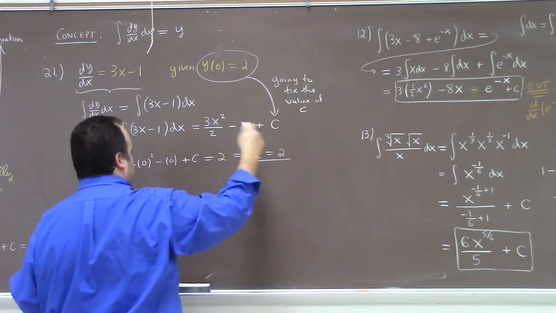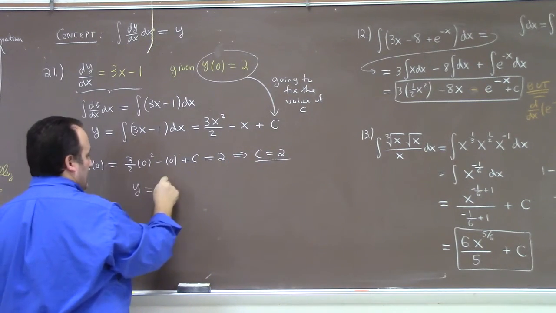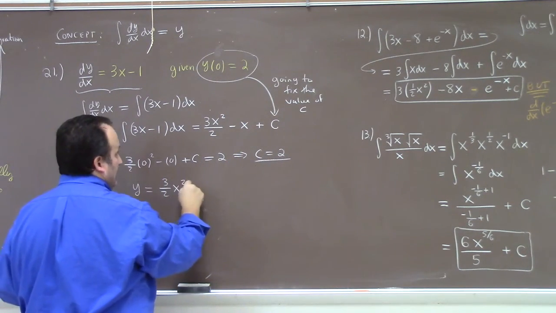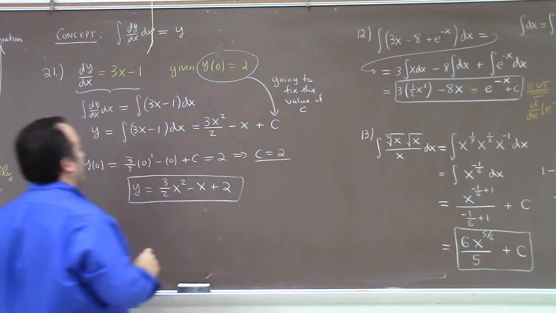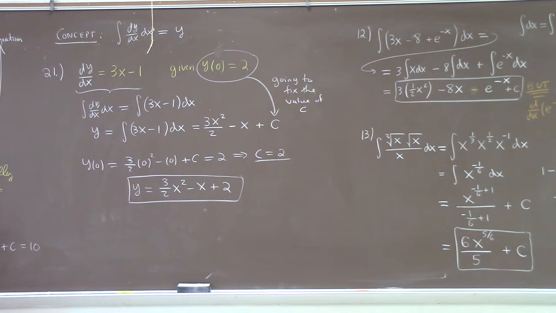All right, so anyway, the answer: y equals 3/2 x squared minus x plus 2. There you go. What we have done here is to solve an initial value problem, right? So antidifferentiation allows us to solve initial value problems. Let's work another one.